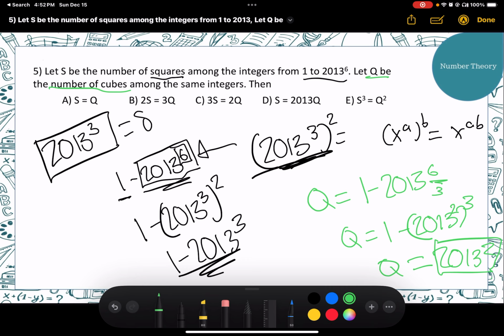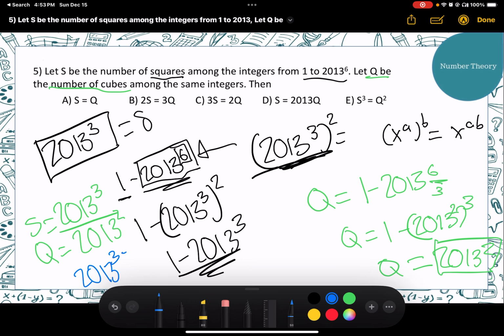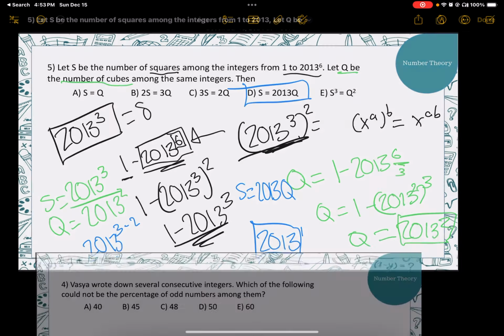So now we can say, okay, if S equals 2013 to the third and Q equals 2013 to the second, then if we divide 2013 to the third over 2013 to the second, we're going to get 2013 to the third minus 2, which is 2013 to the first, which is just 2013. So that means we know that S equals 2013 Q. So our answer is D. So yeah, next problem.